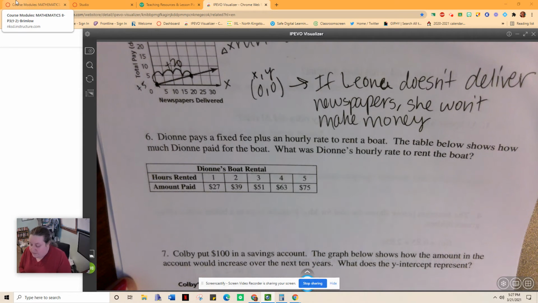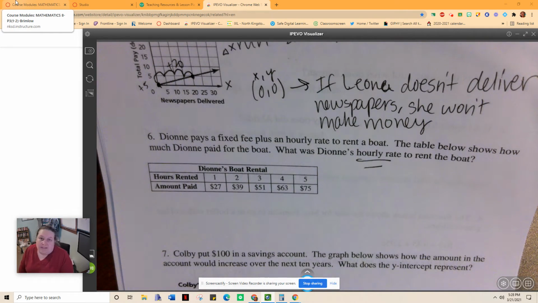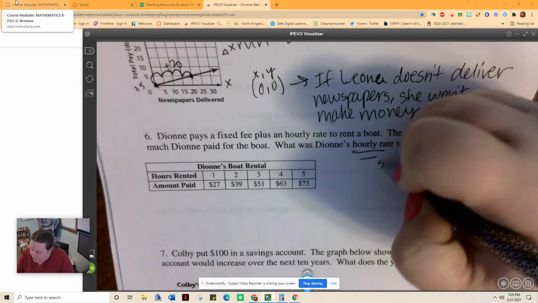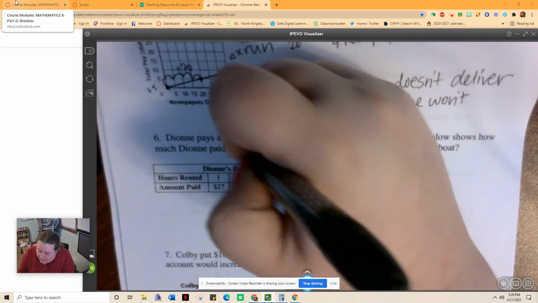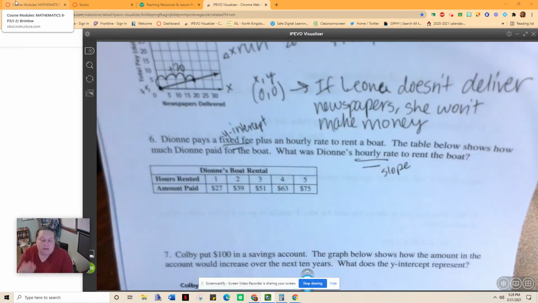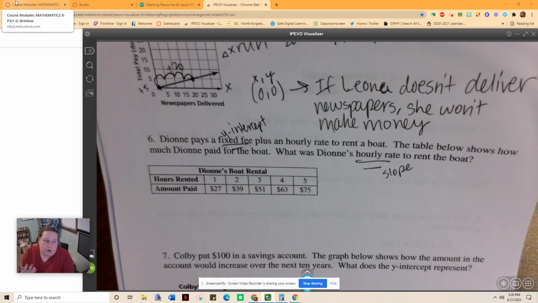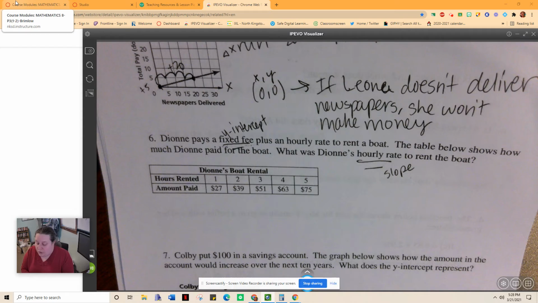So Dion pays a fixed fee plus an hourly rate to rent a boat. The table below shows how much Dion paid for the boat. What was Dion's hourly rate to rent the boat? So when they ask for a rate, they're asking for slope. Rate is another way of saying slope. If they had said fixed fee, that is asking for your y-intercept, your initial. Okay, that's like the Sunday has a base cost. So a fixed fee, a base cost, an initial is your y-intercept, hourly rate is slope.